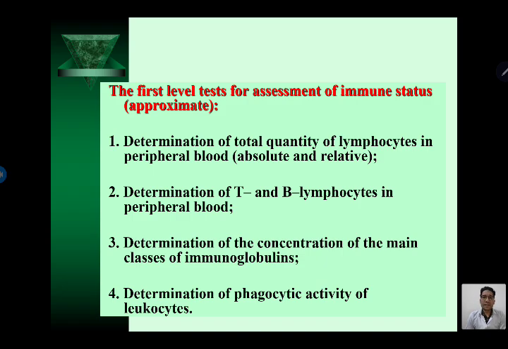The first level tests for the assessment of the immune status, approximate: number 1 is determination of the total quantity of lymphocytes in peripheral blood, absolute and relative. The second point is the determination of T and B lymphocytes in peripheral blood. The third point is determination of the concentration of the main classes of immunoglobulins. The fourth point is the determination of the phagocytic activity of the leukocytes.